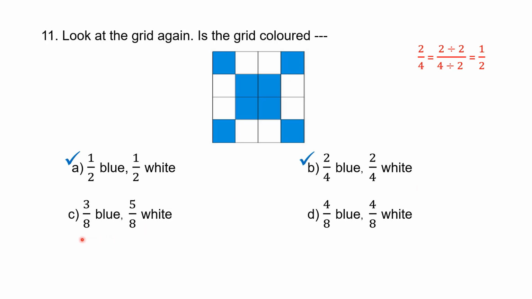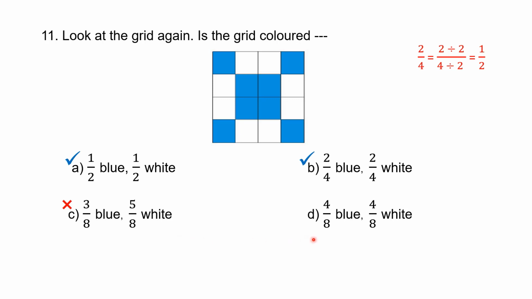Let us see the option C. 3 by 8 blue, 5 by 8 white. It is clear we have 16 squares in this square grid, but here they have given only 8. So it is wrong. So the option C is wrong.